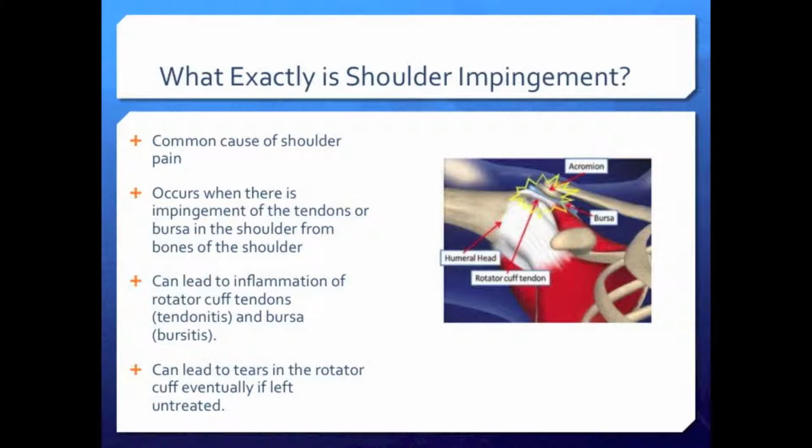But basically, it's just the soft tissue getting squished between two bones, and this commonly happens with repetitive motions and a lot of overhead activities, essentially when you're raising your arm over your head.